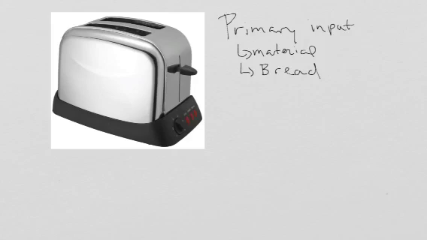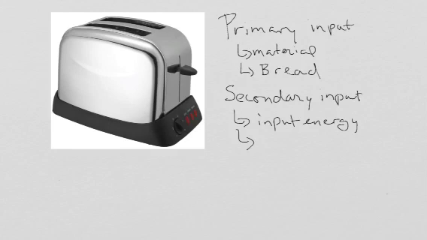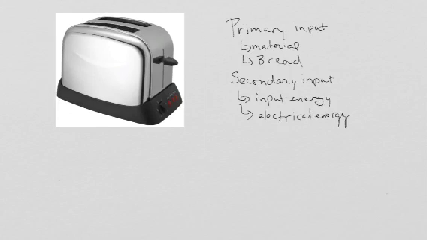What type of energy is needed to start this machine? In the case of this toaster, the toaster is plugged into the wall, therefore it needs to use electrical energy as its input energy. Okay, its secondary input will be electrical energy. Now we've got our electrical energy, we've got our bread, the toaster does its thing, okay? So what is that primary output?